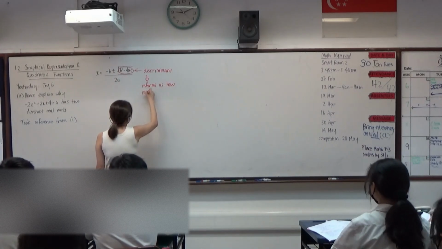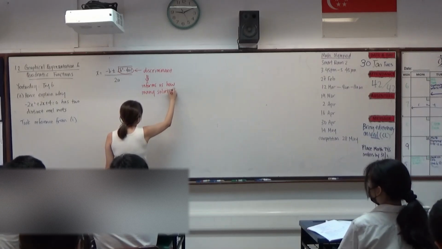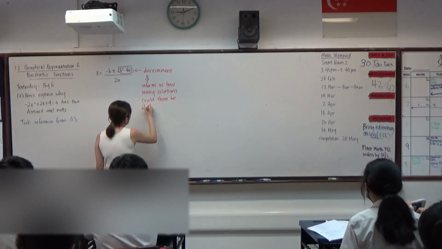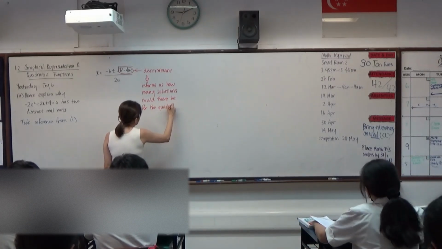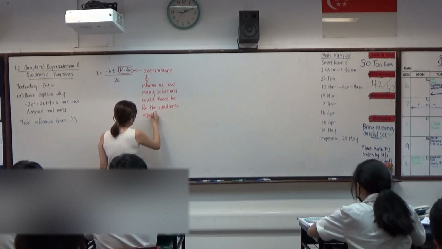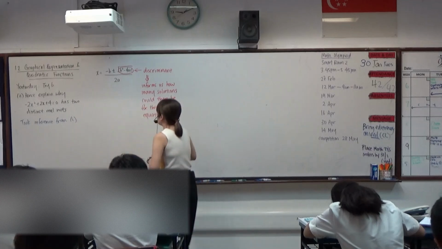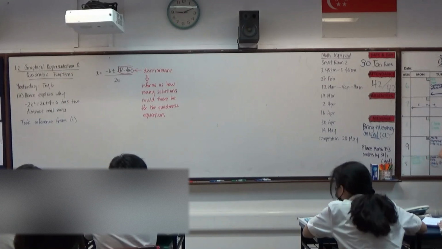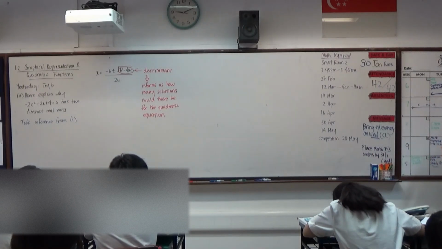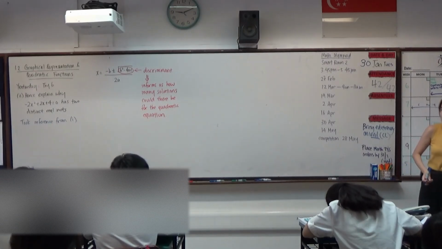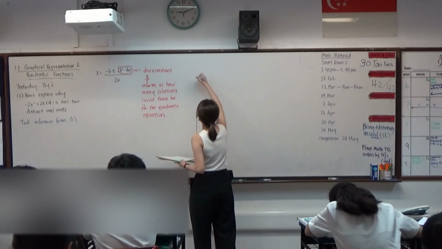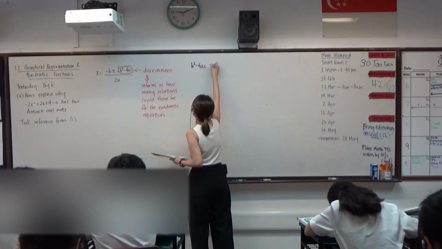How many solutions could there be for the quadratic equation? It must only be a quadratic equation because this formula doesn't apply for any other kind of equation. So in the discriminant itself, there are several cases that we can consider.